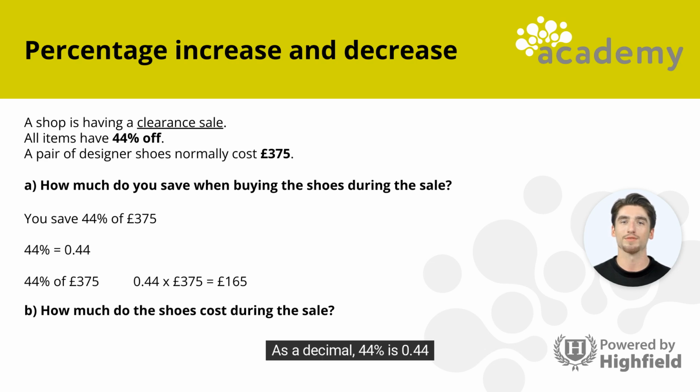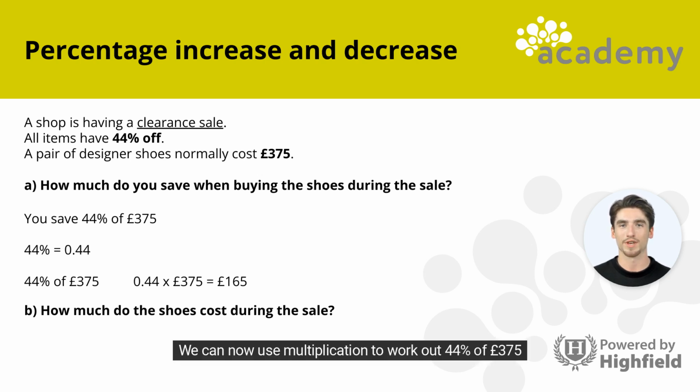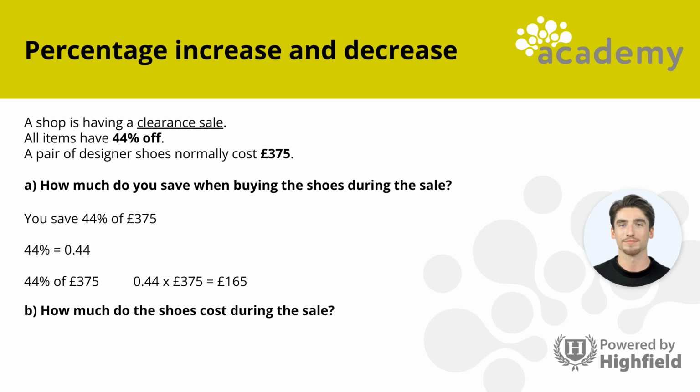As a decimal, 44% is 0.44. We can now use multiplication to work out 44% of £375. 0.44 multiplied by £375 equals £165.